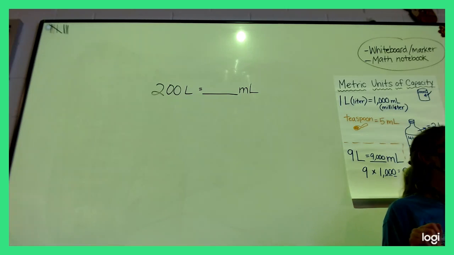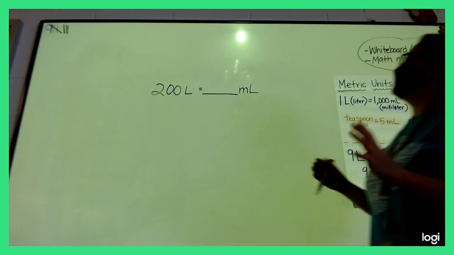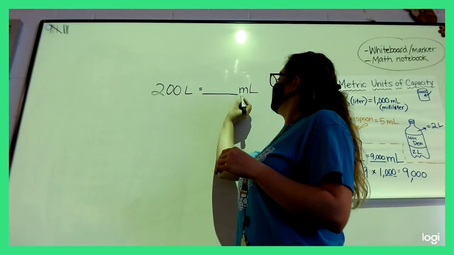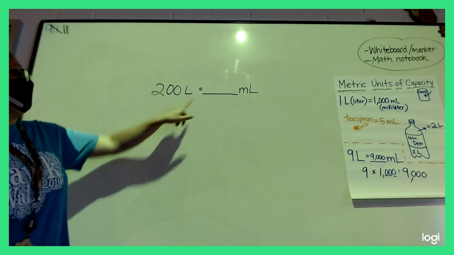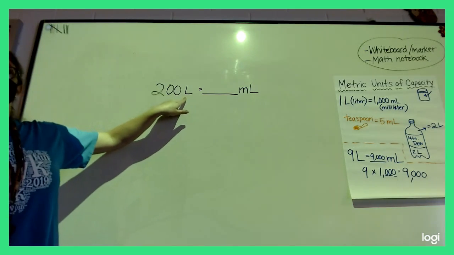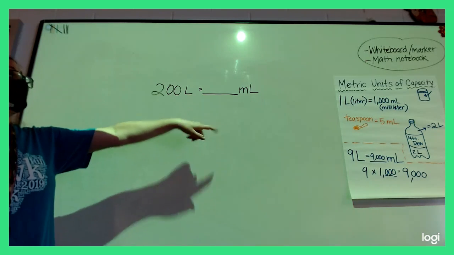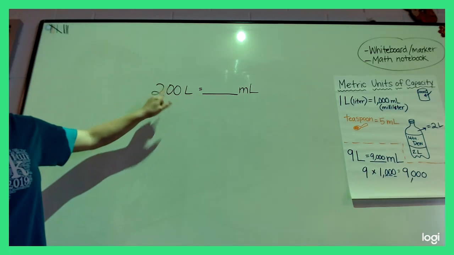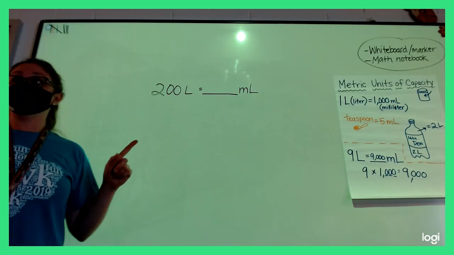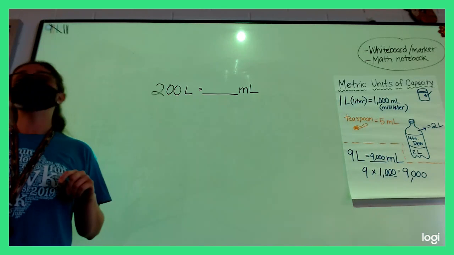So I have 200 liters. We know a liter is half of a big thing of soda. So that's a bigger unit. I need to change it down to tiny milliliters. So first, how many milliliters are in 1 liter? We know that from our chart. Abby? 1,000. So if I have 200 liters, and within 1 liter there's 1,000 milliliters, what do I need to do? Liam? Multiply.